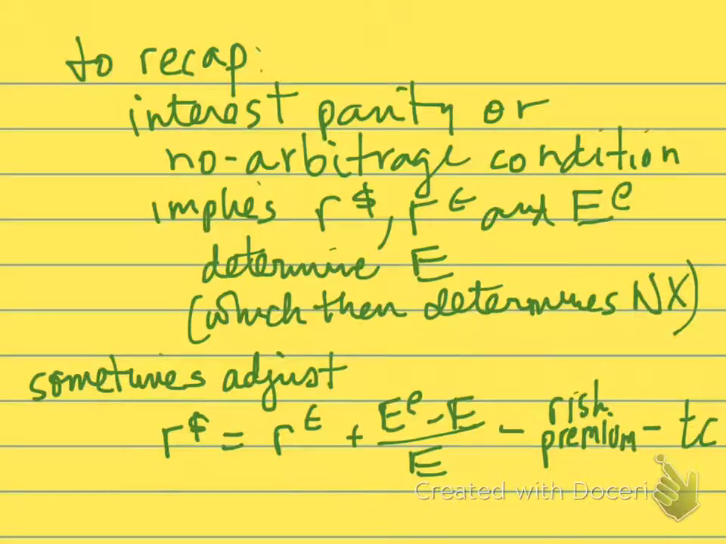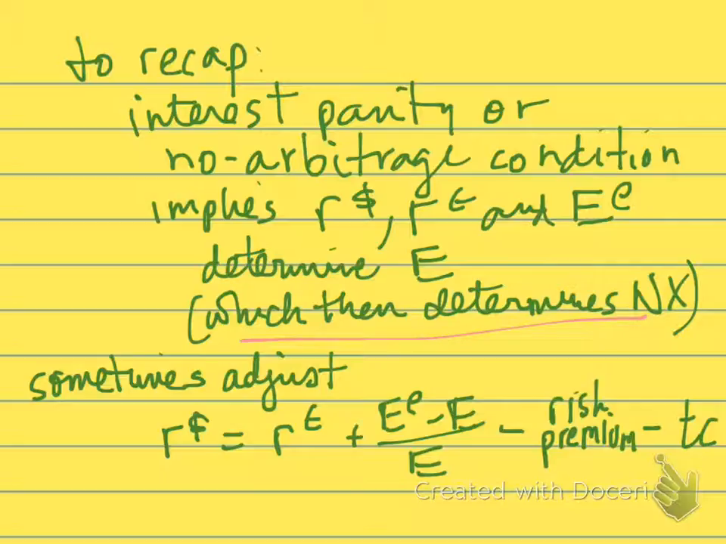So to recap, the interest parity, or the no-arbitrage condition, implies that the dollar interest rate, the euro interest rate, and the expected future exchange rate determine the current spot exchange rate, which I might add then determines net exports, and that's our aggregate demand model, where we have net exports depending on the exchange rate, and we see now that the exchange rate depends on the interest rate.